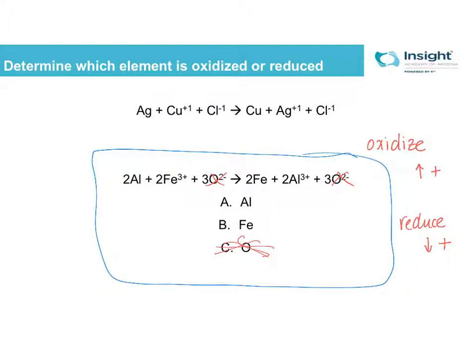Aluminum goes from 0 to +3. Iron goes from +3 to 0. All right, so based on that, aluminum is oxidized. Iron is reduced. All right, there's a quiz question on this. This should be enough to give you the answer for that. But if you have any questions about this, just let me know.